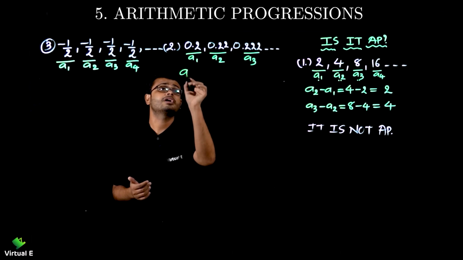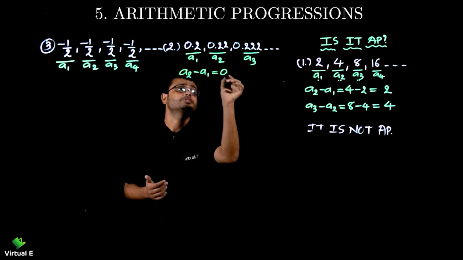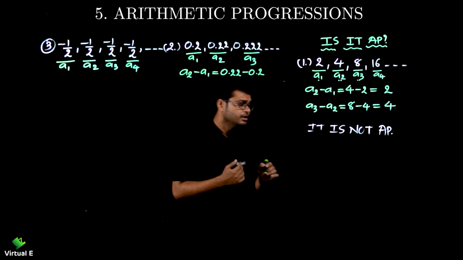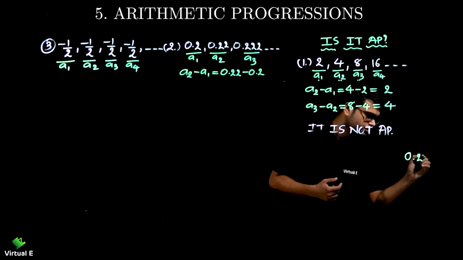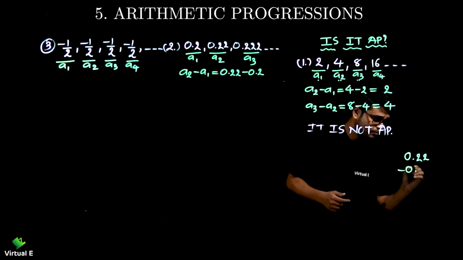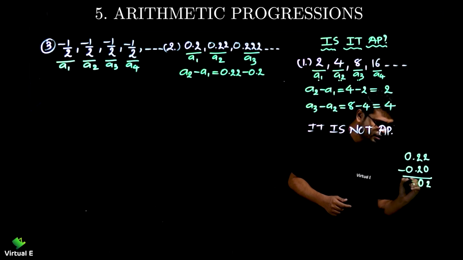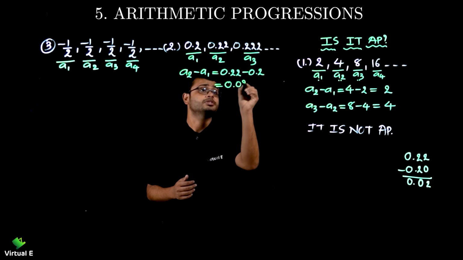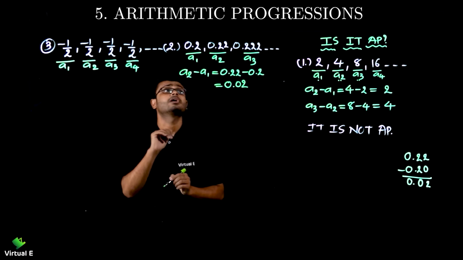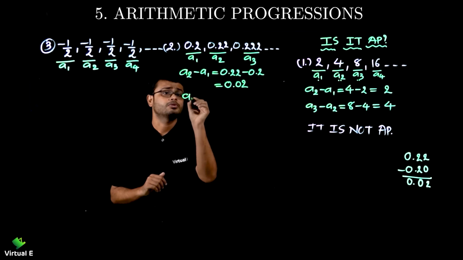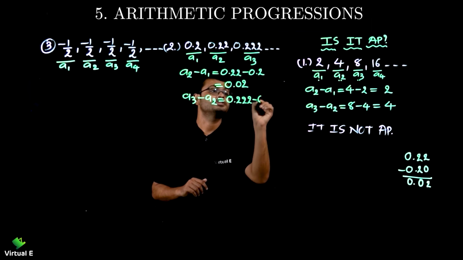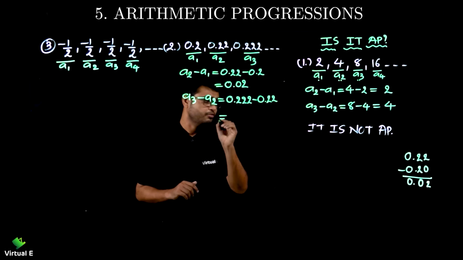Let's start. Here also I will be doing A2 minus A1, which is 0.22 minus 0.2. Decimal again. So let's subtract 0.22 minus 0.2. You can put 0 over here. So 2 minus 0 is 2, 2 minus 2 is 0, and 0. So 0.02 is the difference between the first 2 terms. Let's talk about A3 minus A2.